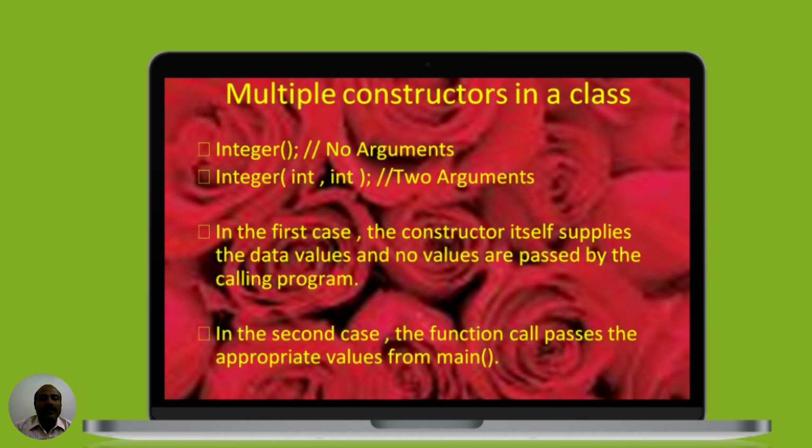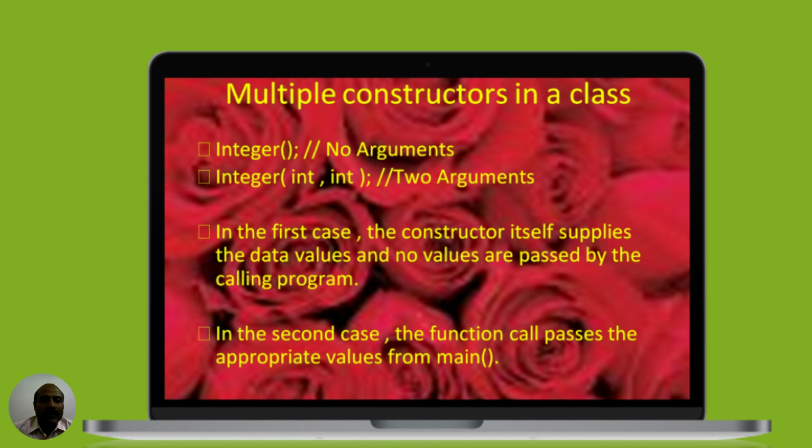In the next slide, multiple constructors in a class are possible. Here we have a no argument constructor and a two argument constructor. Here we have one constructor, Integer, and the class name is also Integer. Here we do not use int, we use Integer. Int is a keyword. We cannot use int as a constructor name, because it has a special meaning in C and C++.